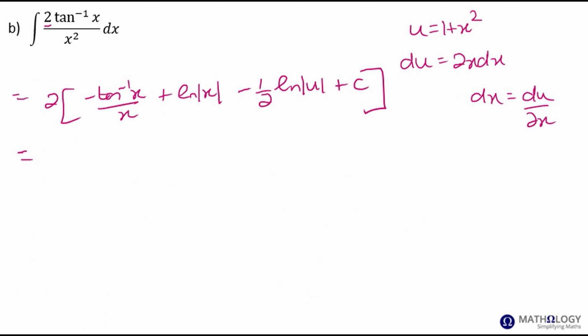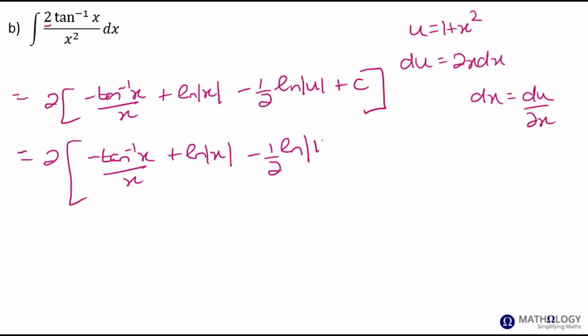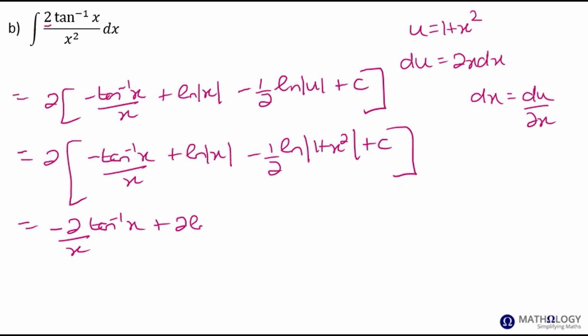And now u is 1 plus x squared, so we have 2 times minus 10 to the minus 1 x over x plus ln x minus a half ln(1 plus x squared) plus c. We're going to bring the 2 into these brackets now, so we have minus 2 over x 10 to the minus 1 x plus 2 ln x minus 2 times a half is 1, so it's minus ln(1 plus x squared), and then 2 times an arbitrary constant is another arbitrary constant.